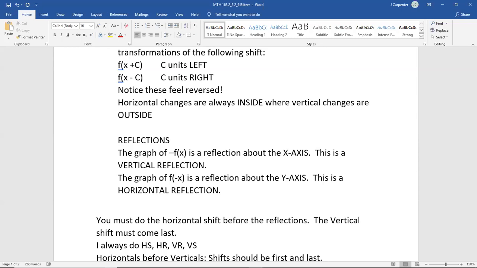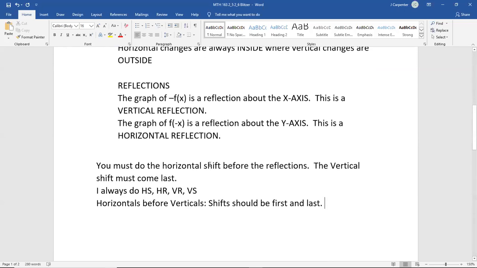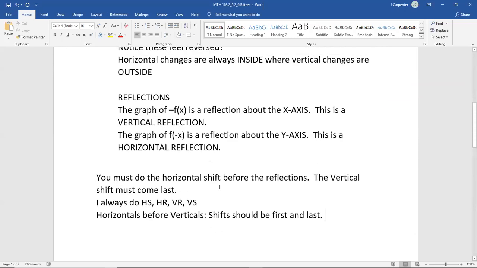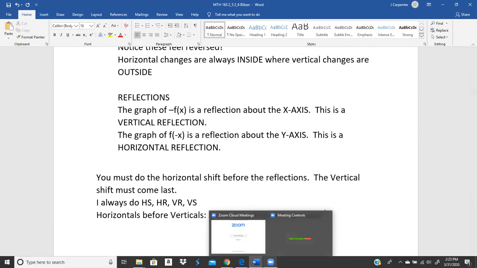I'll do all the horizontal stuff, then all the vertical stuff, and I'll make sure that the shifting is first and last. How do I know I'm not doing the vertical shift first? Because horizontal goes first. All right, that should be it. Okay, so let's try this out.